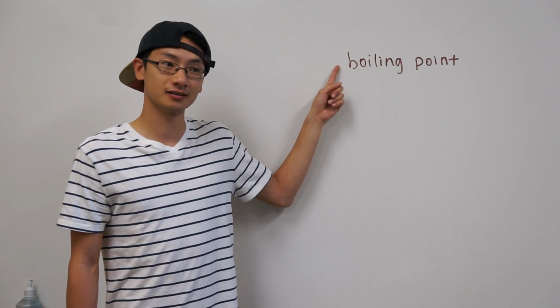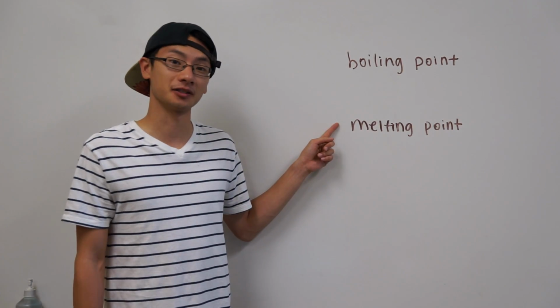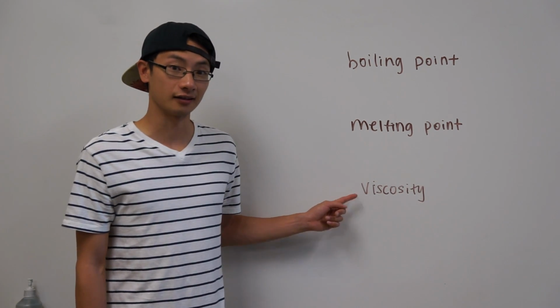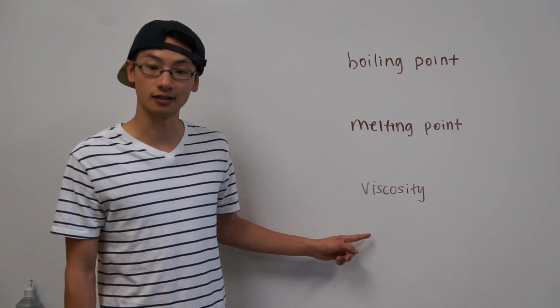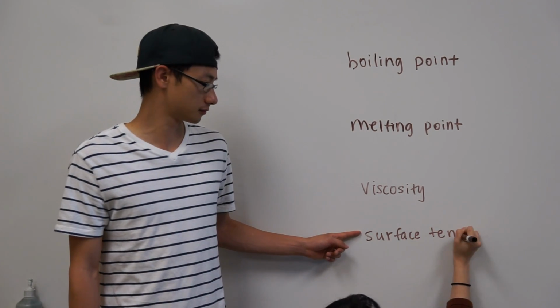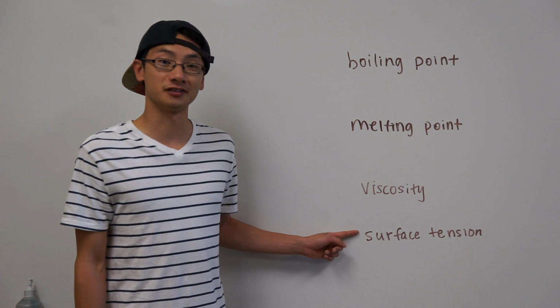Well, there are four physical characteristics that intermolecular forces help determine. The first is boiling point. Second is melting point. The third is viscosity. And last but not least is surface tension.